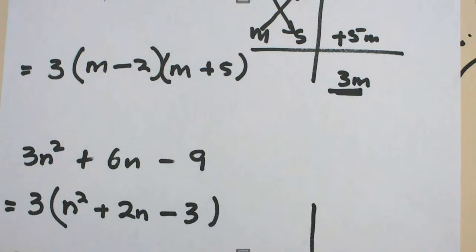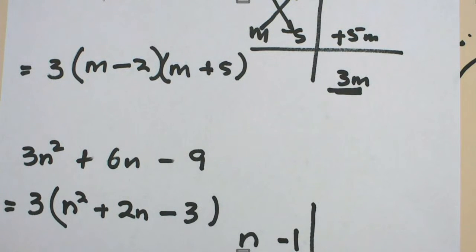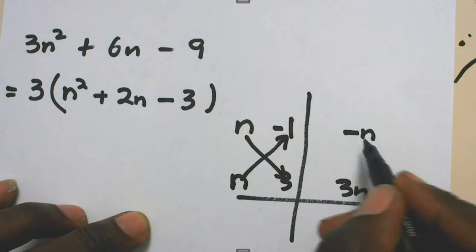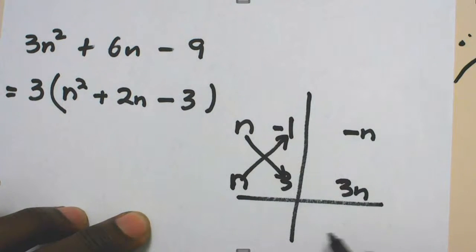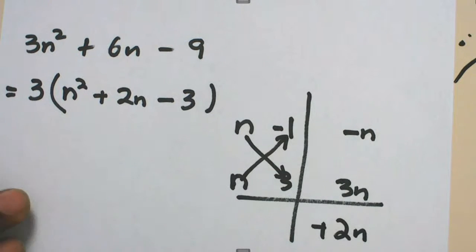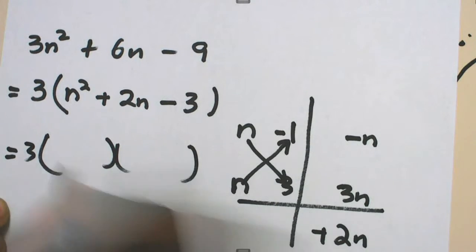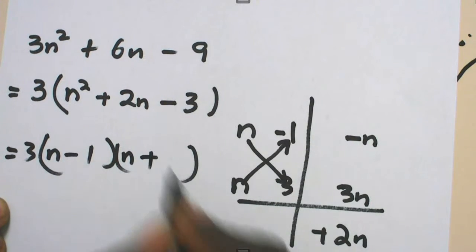And then you go to the table. It will be n, it will be n. It will be 1 and 3. And then it will be minus 1. When you multiply by it, it will be minus n. And when you multiply this one, it will be 3n. When we add the 2, it will be plus 2n. Which means now the factors, in 2 brackets, will be n minus 1 and n plus 3.